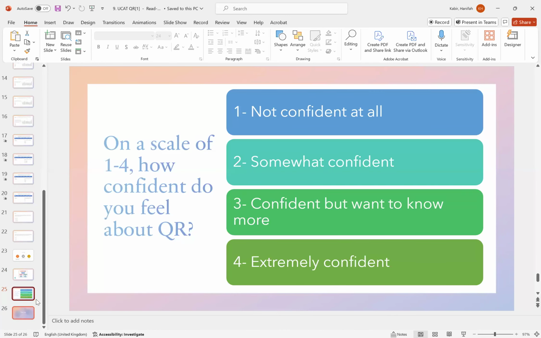So, can you guys raise your hand if you feel a bit more confident with QR? Okay, I'm very happy to hear that, guys.